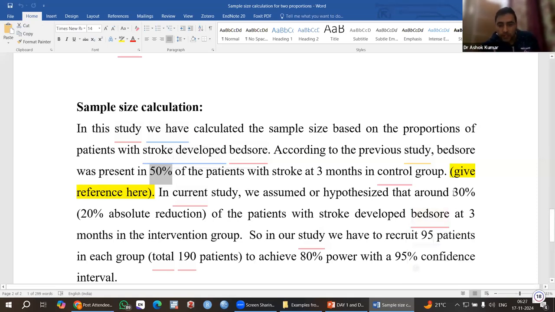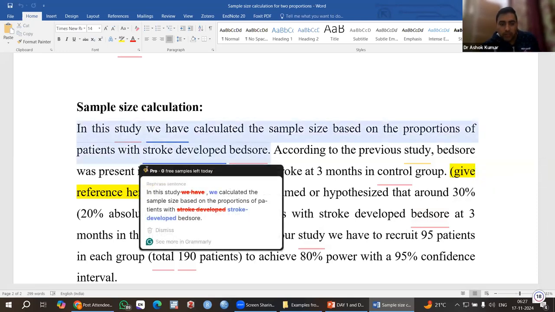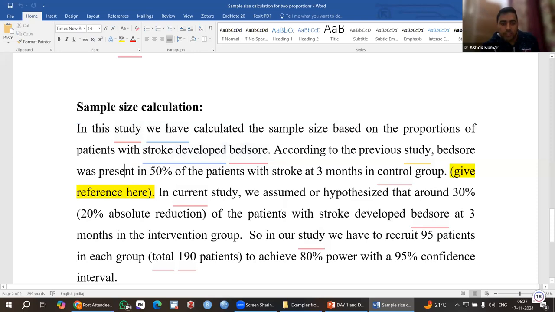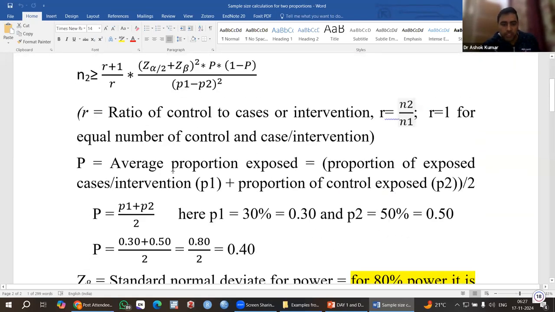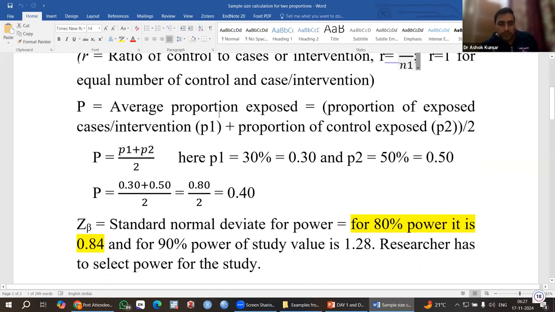So here we have 30% in the intervention group, as a prevalence, proportion or percentage, and 50% in the control group. So we calculate the sample size for this. Here this is capital P. What is capital P? This is the average of these two proportions, in the intervention and control groups.